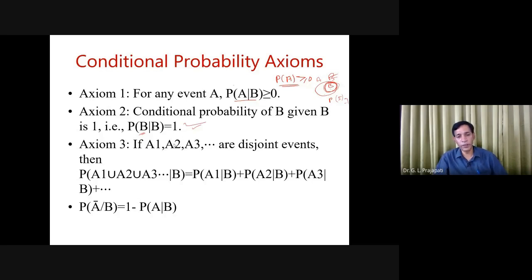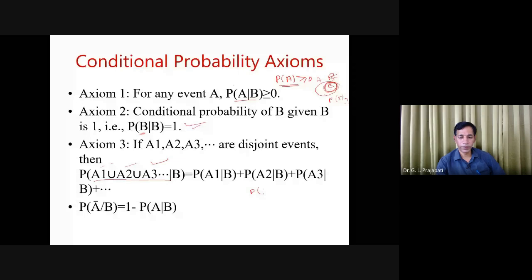Exam 3. If A1, A2, A3 are disjoint sets, meaning there are no elements in common, then the probability of A1 union A2 union A3 given B is the probability of A1 given B plus the probability of A2 given B plus the probability of A3 given B. Simply, in probability, the probability of A complement is 1 minus probability of A. And in conditional probability, the probability of A complement given B is equal to 1 minus probability of A given B.